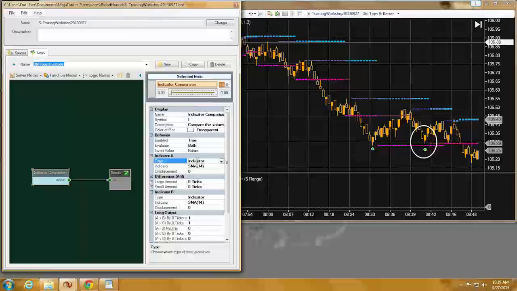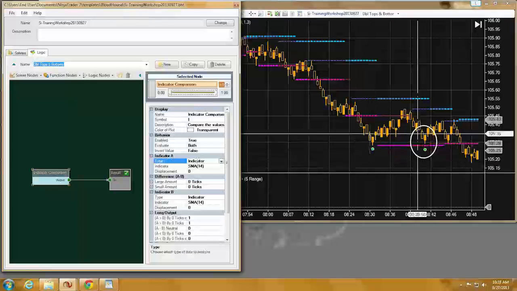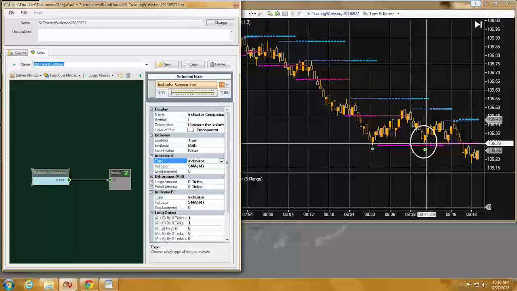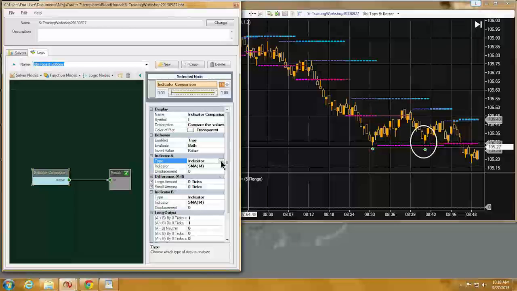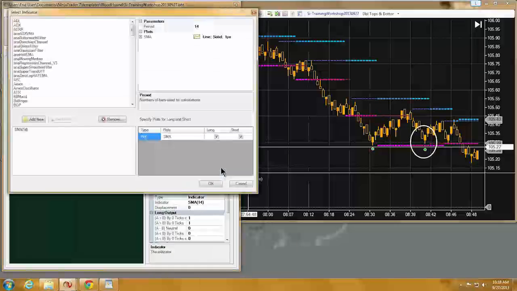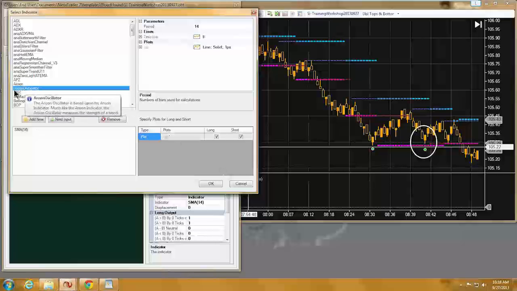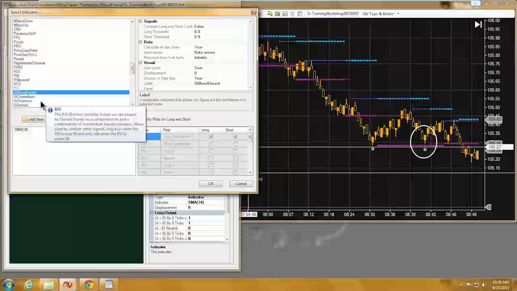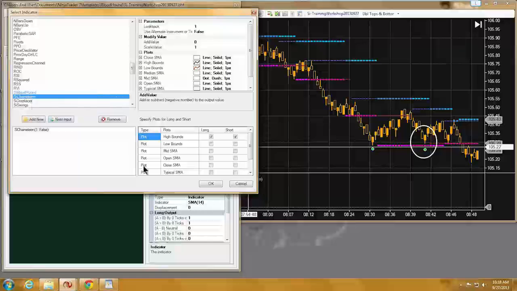All right, so let's see. Indicator A is going to be the price, which will be the low price and the high price. So let's switch this over to Chameleon so we can get the high and low prices. In this case, we're going to be working a little backwards. We're going to be using the low price for long signals, because typically we want a long signal off of this double bottom. And the high price, we want to look for short signals.